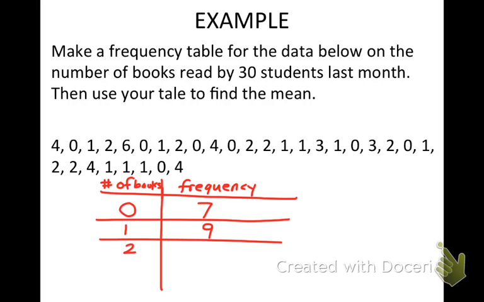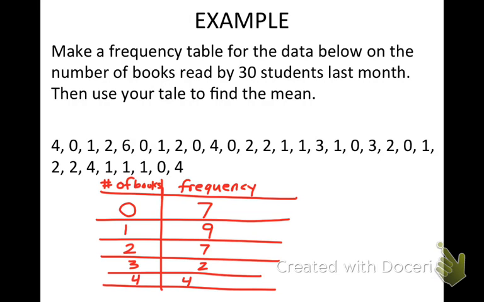How many students read 2 books? 1, 2, 3, 4, 5, 6, 7. 3 books? 1, 2, 4. I'm running out of space. 4 books? 1, 2, 3, 4. Do we have any 5s? 5s will be 0. I'm going to go over here. I'm running out of space. 6 is just 1. Okay, so that would be my frequency table.